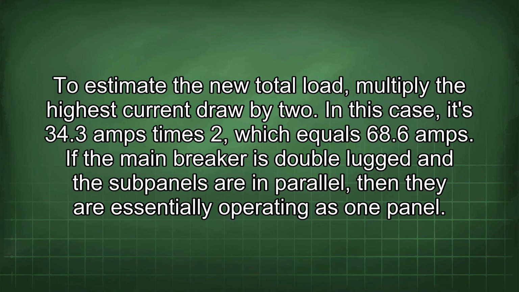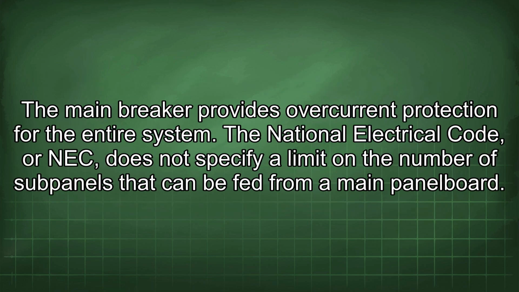To estimate the new total load, multiply the highest current draw by 2. In this case, it's 34.3 amps times 2, which equals 68.6 amps. If the main breaker is double lugged and the subpanels are in parallel, then they are essentially operating as one panel. The main breaker provides overcurrent protection for the entire system.